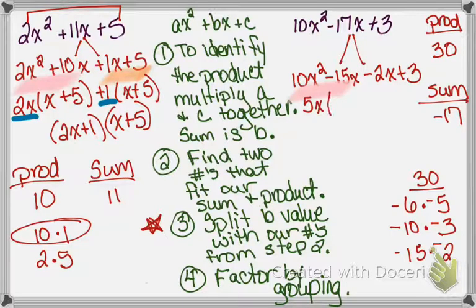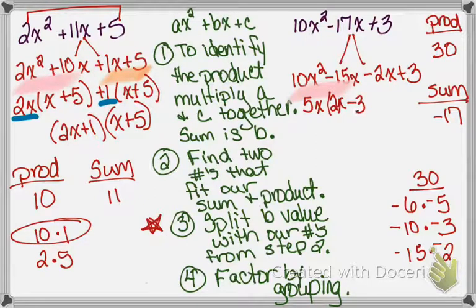Okay? 5x times what gives me 10x squared? 2x. Good job. 5x times what gives me negative 15x? Negative 3. Good job.